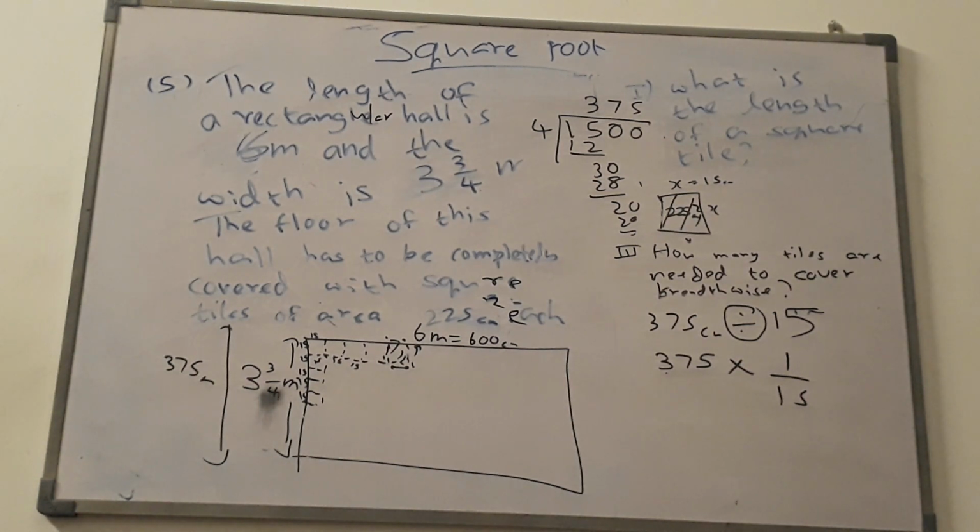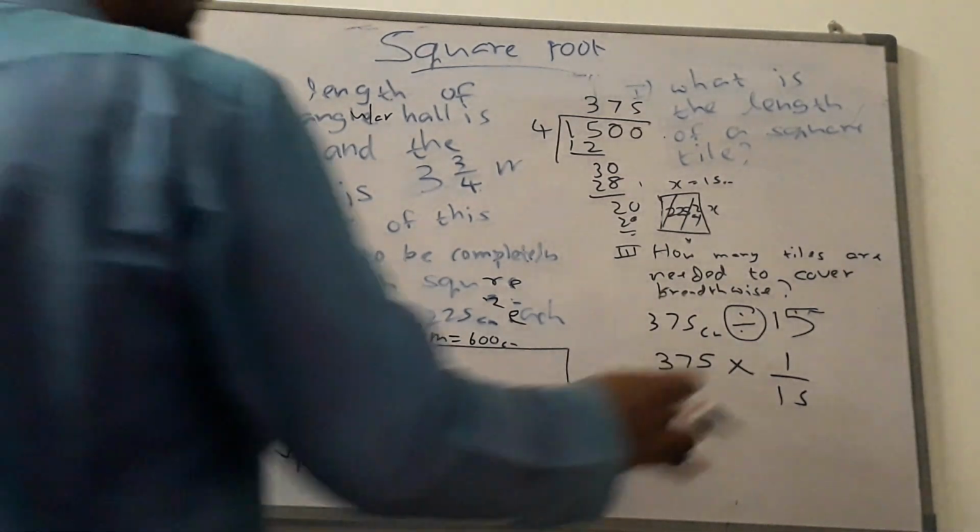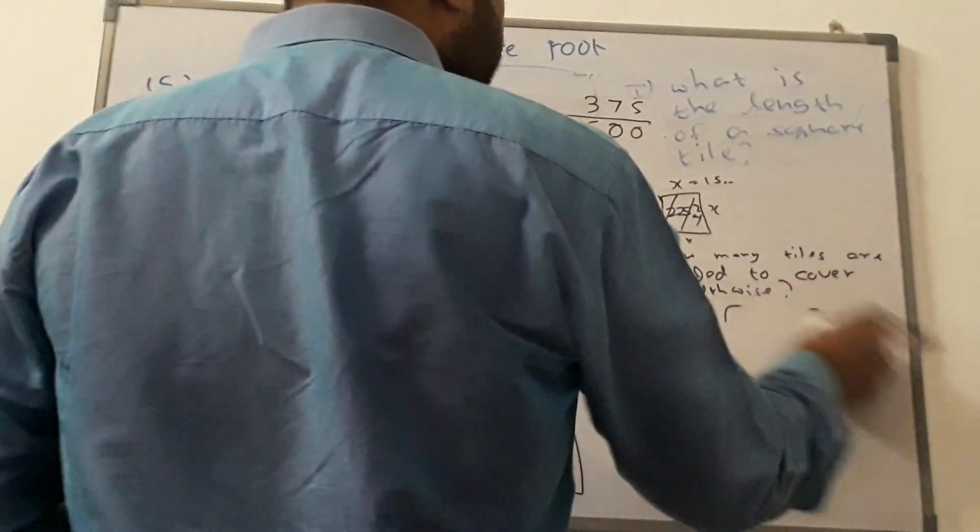Wait, just wait for a second. Okay, wait. Okay, straight away I am going to divide 375 by 15. Like in here I am going to divide 375 by 15.